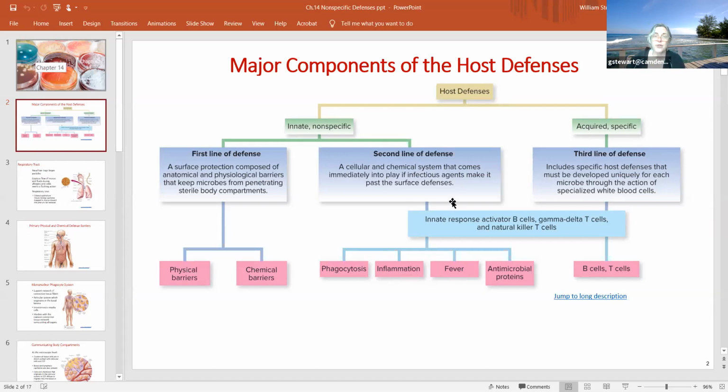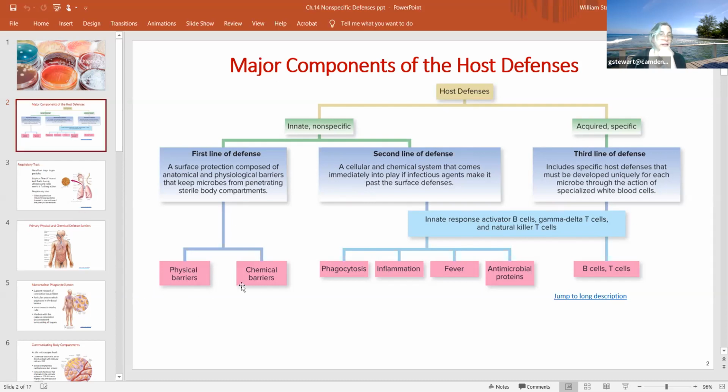So this first chapter, 14, is all about the innate or non-specific response. And these two blue boxes, the first line of defense and second line of defense, that's what we're going to go over today. All of these are included in chapter 14. This other arm of our defense, the acquired response or the specific response, the immune response, that's the next chapter, chapter 15. So we're not going to talk very much about that today. We're going to focus on the innate or non-specific defense today.